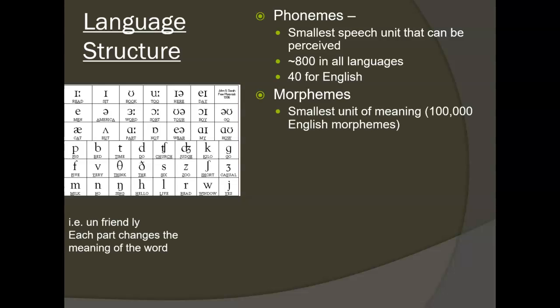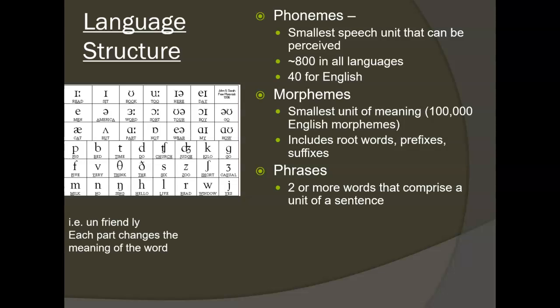Morphemes are the smallest units of meaning. English has about 100,000 morphemes. In this example, friend is the root word, un is the prefix, and li is the suffix. Each of the morphemes changes the meaning of the word in some way, or its usage, or its tense.